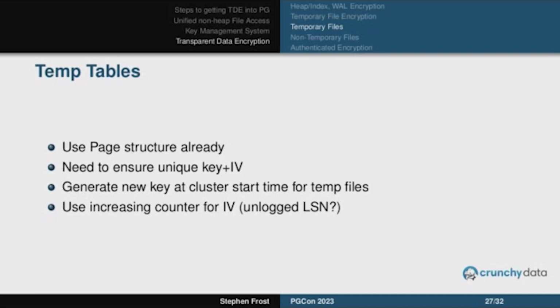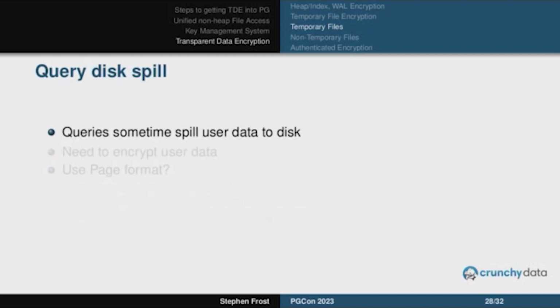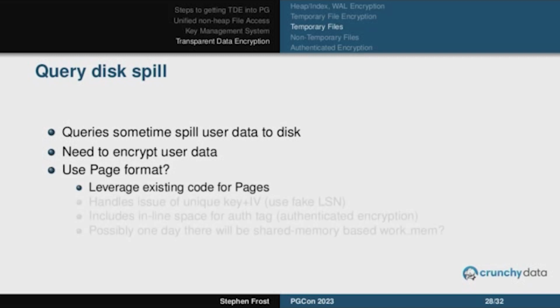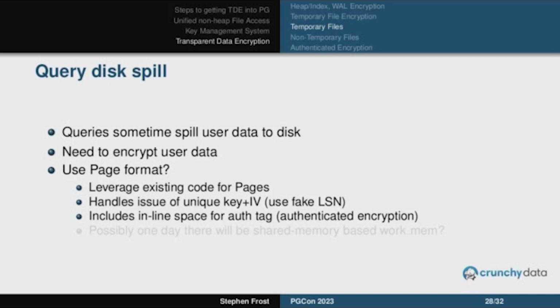Unlogged LSNs would work for this simply because even though they do possibly go backwards, if we're generating a new key on every start, it doesn't really matter if they move backwards a little bit, right? It's not really an issue for us. When it comes to encrypting query information that spills to disk, again, I like the idea of possibly using the page format for this. And then again, we can use it as long as we have a unique key and IV, and queries in progress are all also temporary files, right? They're going to go away after restart, so they can use that same temporary data encryption key.